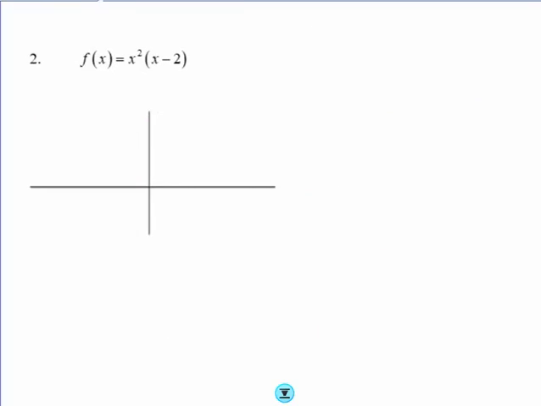Let's take a look at the next example. We have f of x equals x squared times x minus 2. So, first of all, we're going to start off with our zeros. If I set each of these factors equal to 0, I'll get x equals 0 and x equals 2. X equals 0 has a multiplicity of 2 because of this exponent here. X equals 2 has a multiplicity of 1.